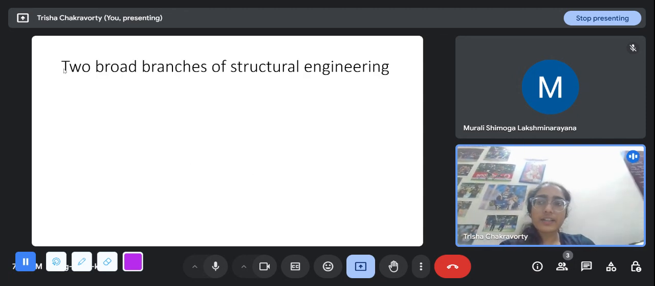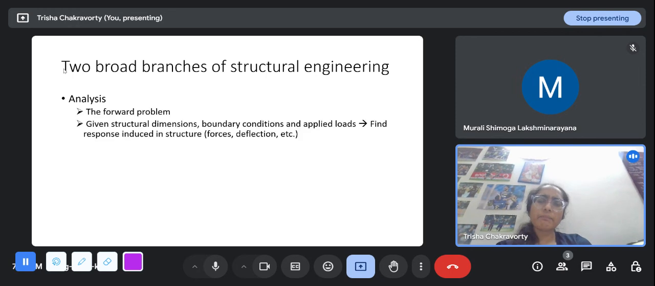In the first week, we looked at why at all we are studying this course, design of steel structures. Now there are two broad branches of structural engineering: analysis and design. Analysis is a forward problem. In analysis, we are given the structural dimensions, the boundary conditions, and applied loads, and we have to find the response of the structure in terms of forces, stresses, deflections, and strains.